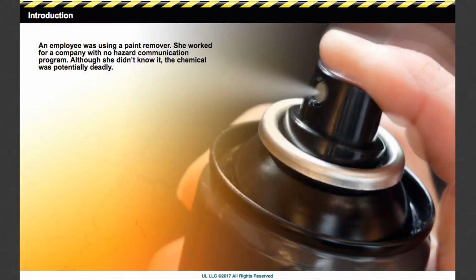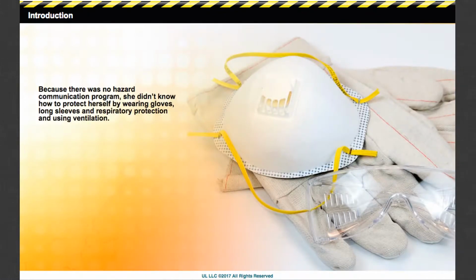One afternoon, an employee was using paint remover in a small space. Although she didn't know it, the paint remover she was using was a hazardous chemical. Her company didn't have a hazard communication program, so her employer hadn't told her about the potentially dangerous health hazards of the paint remover. She didn't realize that she needed to protect herself by wearing gloves, long sleeves, and respiratory protection. She also should have been using a ventilation system.